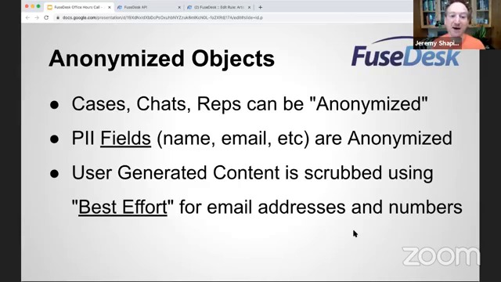Now, the next step beyond that is anonymization. For anonymizing objects, chats, cases, and reps can be anonymized. Any fields with personally identifiable information, for example, name, email address, etc., are anonymized. So we actually go ahead and scrub out that data if it's a specific field, like a name field, an email field, etc., that has PII.